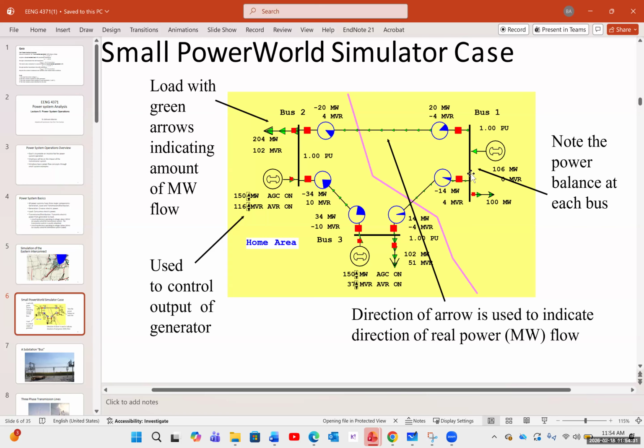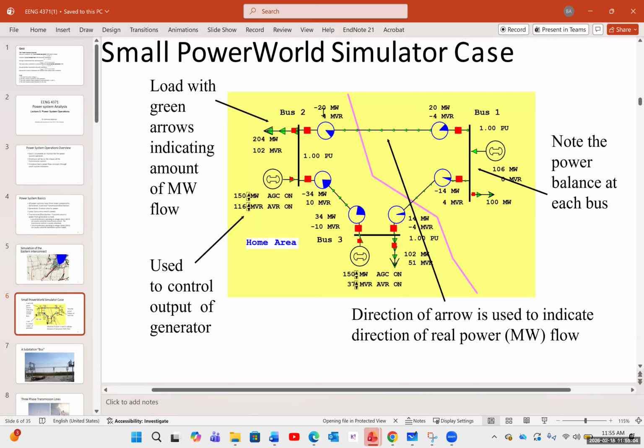Imagine if this is a node, the amount of current or power coming into the node and the amount of power going out of the node must be equal. This is Kirchhoff's current law. So if I have 106 megawatts generated by this going through the bus, I have 14 megawatts, negative 14 megawatts here, and 20 megawatts. So we can see that we have to have a balanced system.